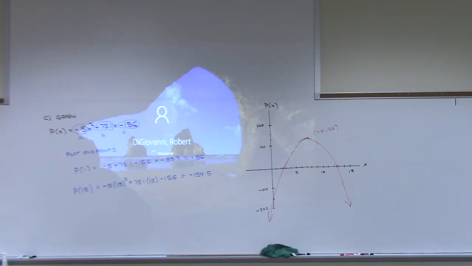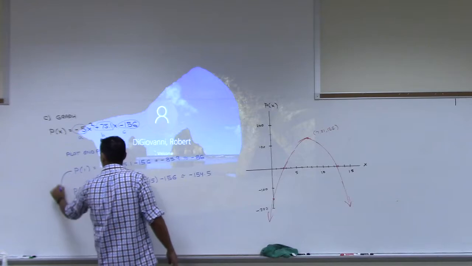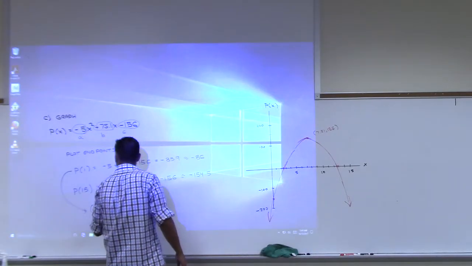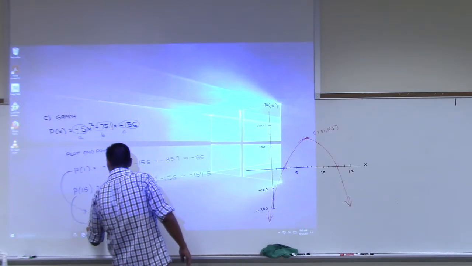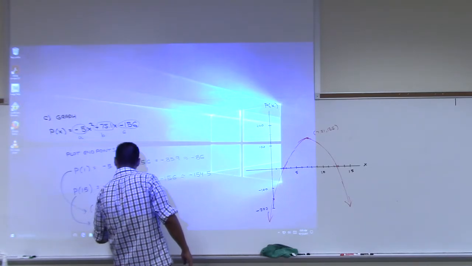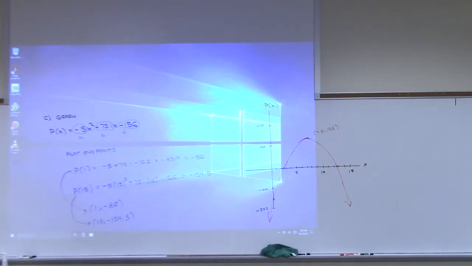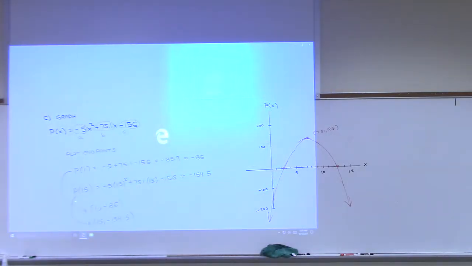So you would plot those points now. These are 2 points, right? This point right here, you plug in 1, you get negative 86. This one right here, you plug in 15, you get negative 154.5. That's good enough.